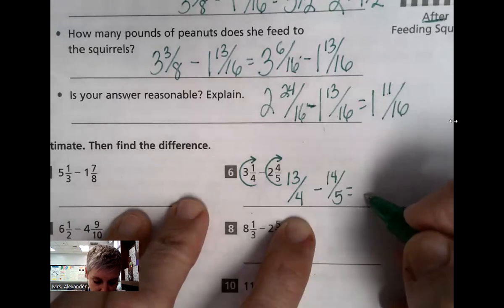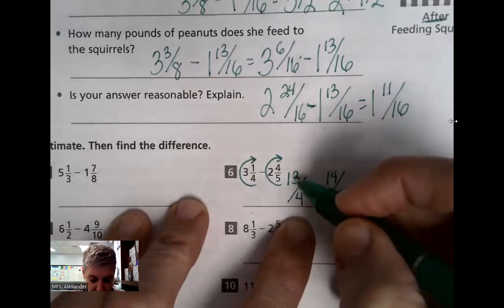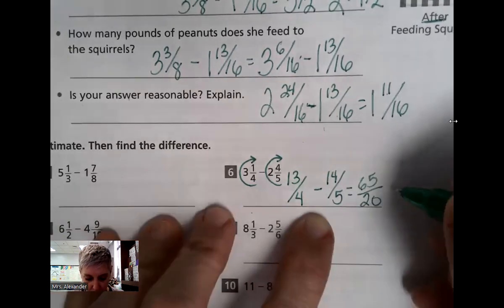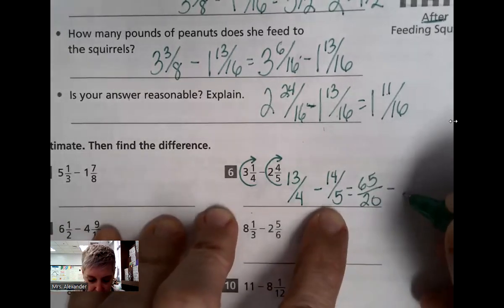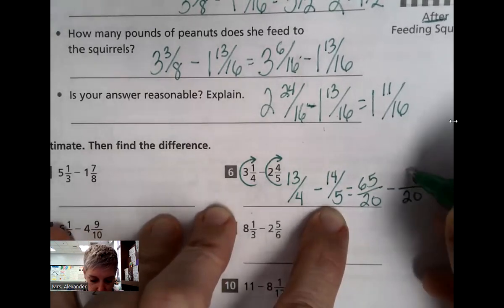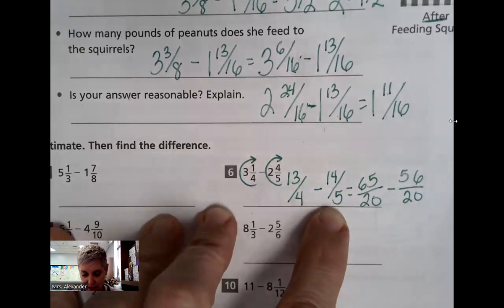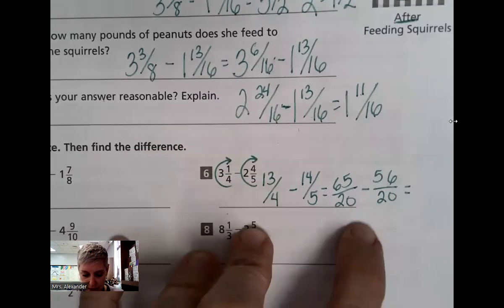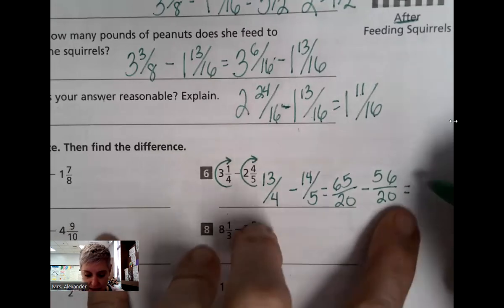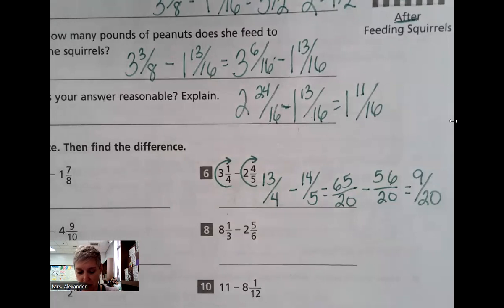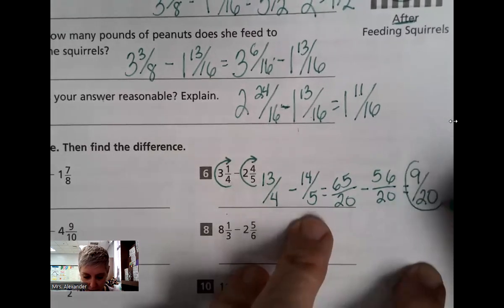So 4 times 5 is 20. 13 times 5 is 65. Minus 5 times 4 is 20. 4 times 14 would be 56. I did that kind of quick. Might take you a little bit longer, that's okay. 65 minus 56 is going to leave us with 9/20. And that would be our final answer.